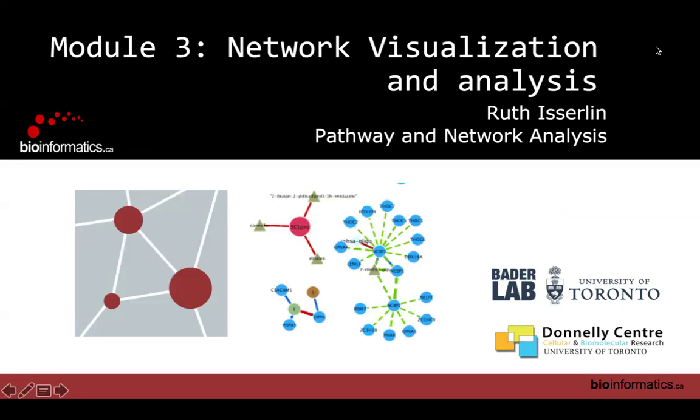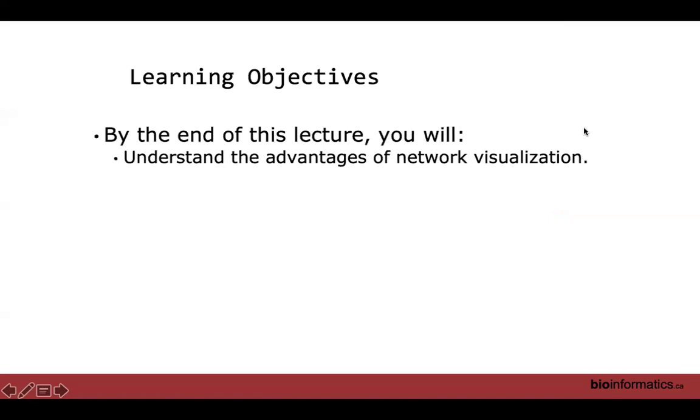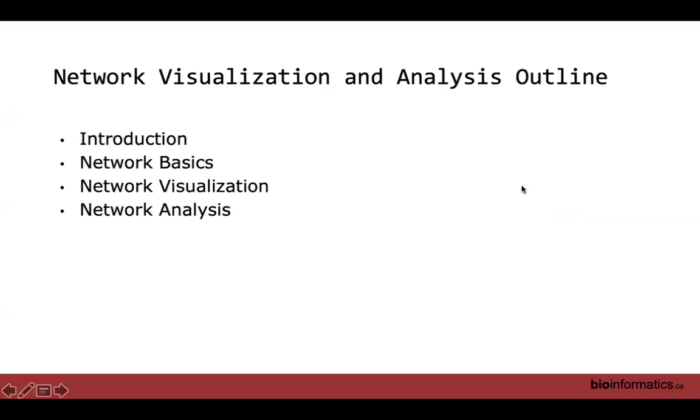We are going to go through now. I'm hoping that by the end of this lecture, you'll understand the advantages of using network visualization. We're going to go over the introduction of what networks are and where we see them. We'll go over basic terminology of networks. We'll briefly look at some of the different network visualizations that there are, as well as different analysis techniques that we can use with networks to more easily describe and draw conclusions from our data.